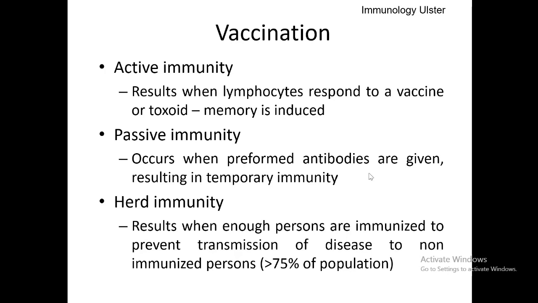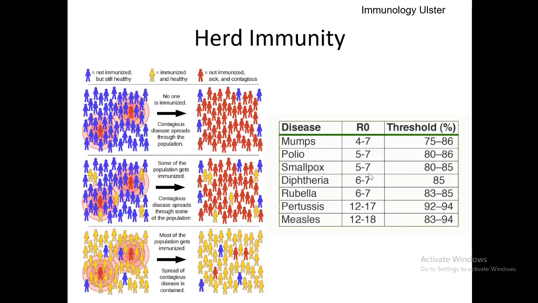And then we have herd immunity. And herd immunity is a very important concept, and of course it's very topical at the minute. But it's basically a concept where enough people are immunized in the population to prevent the further spread of the disease to people who haven't been immunized. And generally it can be over 75% of the population are required to be immunized. But this can differ depending on the level of spread or infectiousness that the particular pathogen can have.